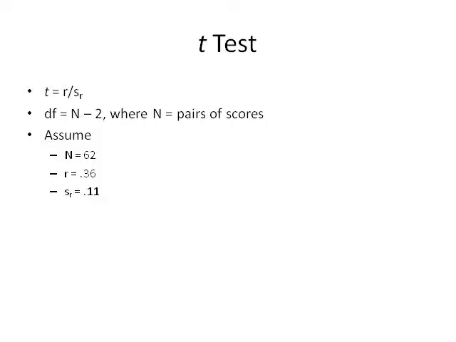Before going to the next slide, imagine we had a sample of 62 participants and administered a measure of life satisfaction and a measure of one's rating of their own health status. Let's assume we obtained a correlation coefficient equal to 0.36 and that the standard error for the correlation coefficient was found to be 0.11. What is the t-statistic for these data, and would we accept or reject the null hypothesis?